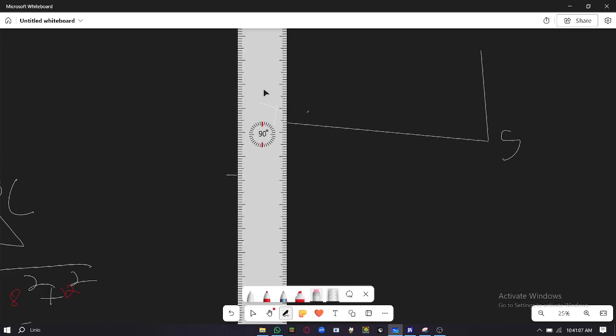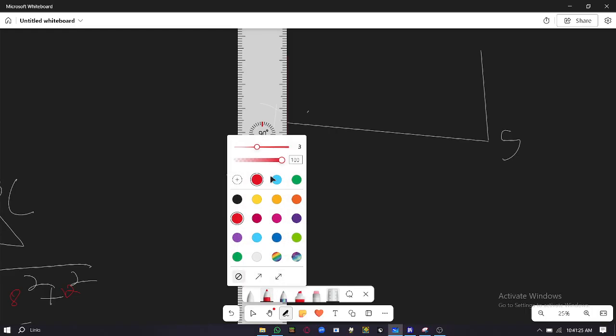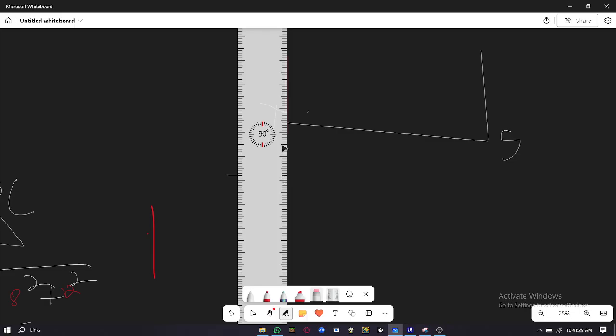There we go, 90 degrees. So take this line right here, and make sure this line is exactly 90 degrees. And okay, this is really thin. I think I should increase the thickness. Oh, that's so much better.